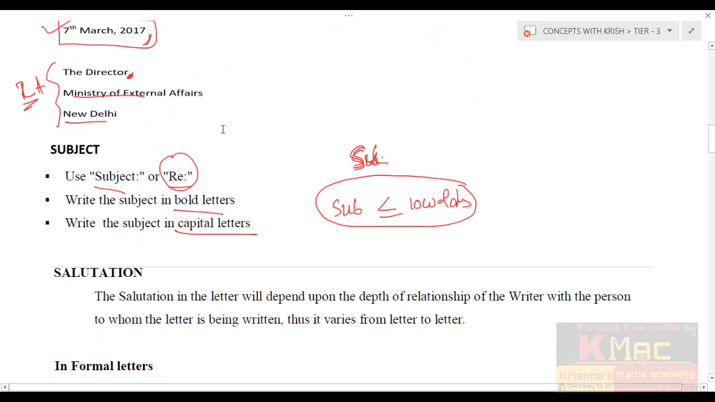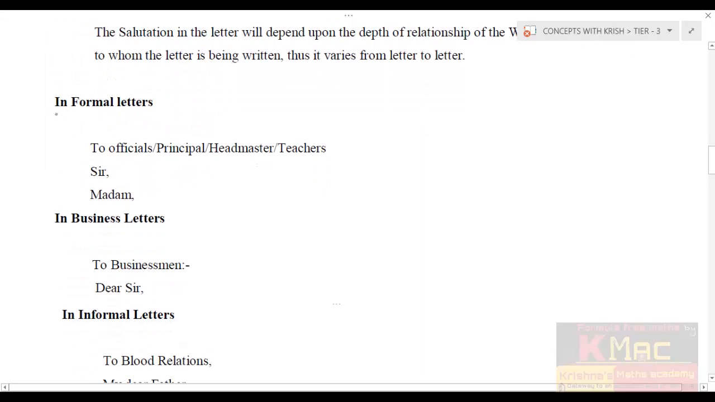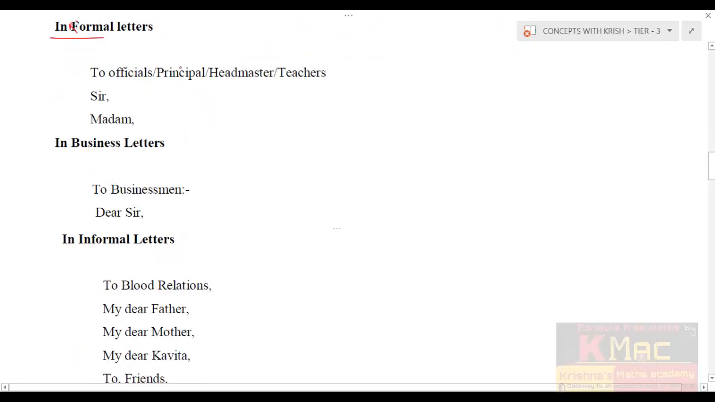Once you are done with the subject, you have to write salutation. Salutation is very much important. There are certain rules which you have to follow. In a formal letter, this is not informal. In a formal letter, like if you are writing to officials, principal, headmaster, teachers, you better write sir, madam. That's it. Okay, sir, madam.